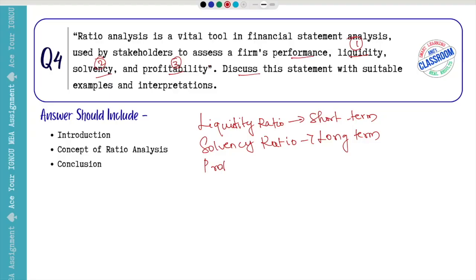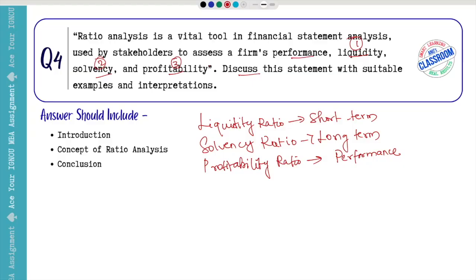So, profitability ratio is like your performance scorecard. This shows how efficiently the company turns its sales into profits. The gross profit margin, that is gross profit divided by sales, reflects the production efficiency, whereas the net profit margin, that is net income divided by sales, this shows the ultimate takeaway after all your expenses.